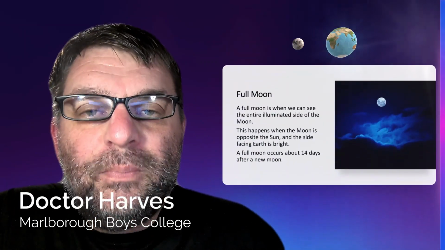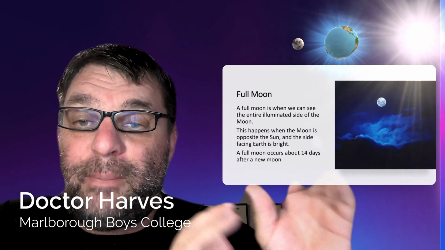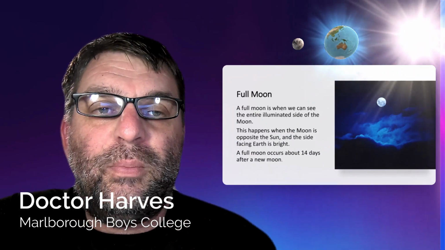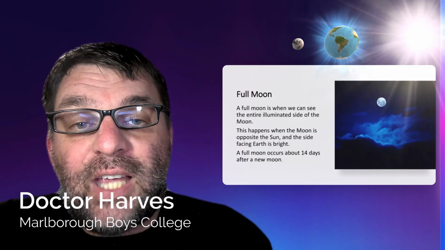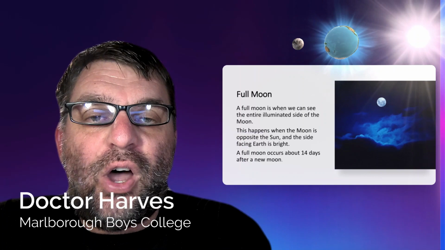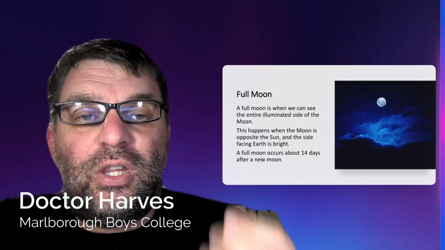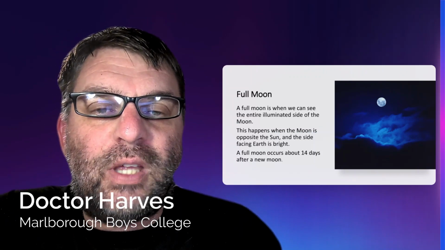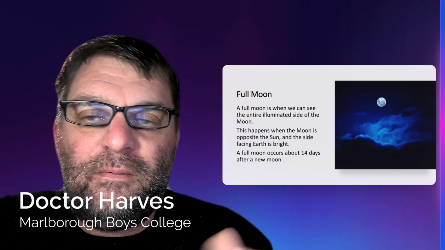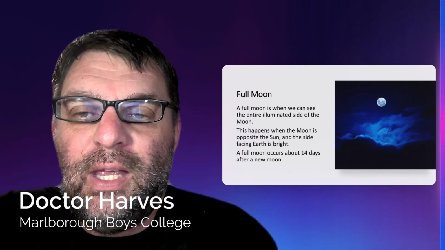Then we have the full moon. And the full moon is when we see the entire bright side, the light side of the moon, completely illuminated. This happens when the moon is actually opposite the sun on the other side, and the side facing the Earth of the moon is therefore getting all the sunlight, so therefore it is bright and illuminated. And a full moon occurs about 14 days after a new moon, so basically halfway through the lunar cycle.